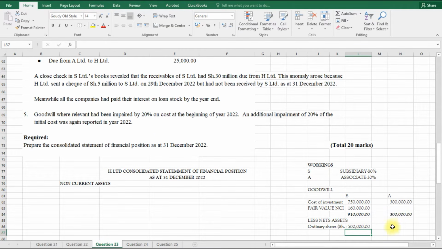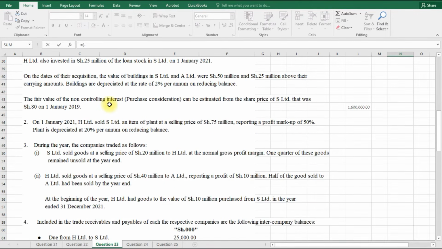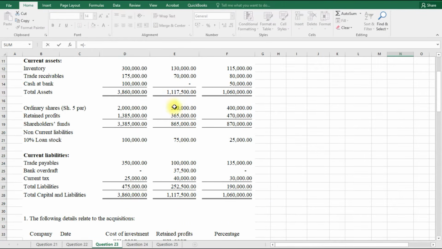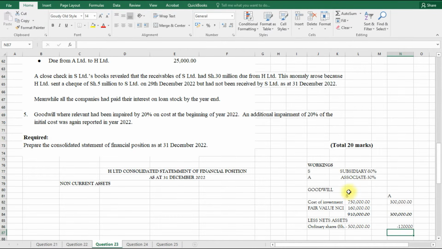Then for A, we'll take our percentage. I'll put equals to bracket minus the value that we had here. We had 400 and our share is 30%, to get 120,000.